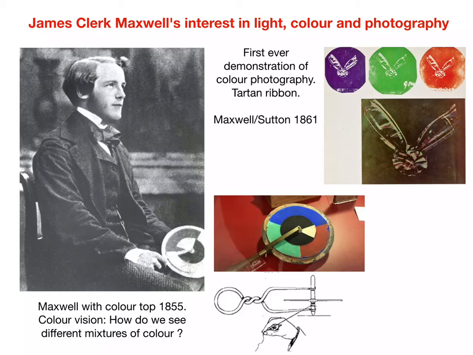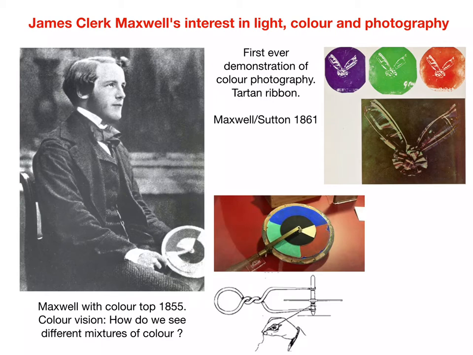Maxwell had a lifelong interest in light, color, and photography. Together with his wife Catherine, he experimented on our perception of color. How do we see different mixtures of color? One of the few photographs of Maxwell shows him with his color top. The top was covered with different sections of colored cardboard and then spun to see how a person would perceive the result. Together with the photographer Sutton, Maxwell is also credited with the first ever color photography.